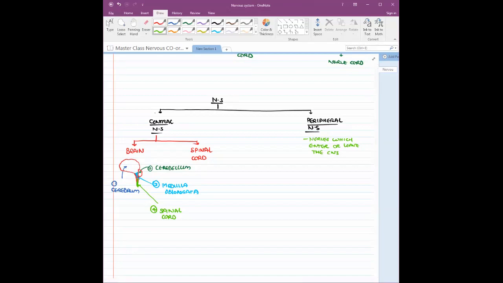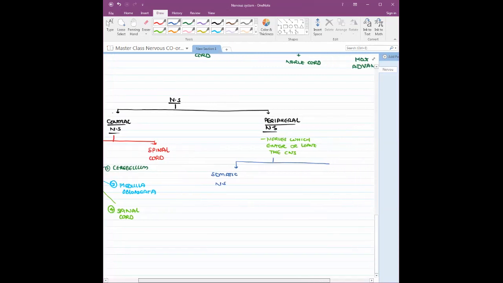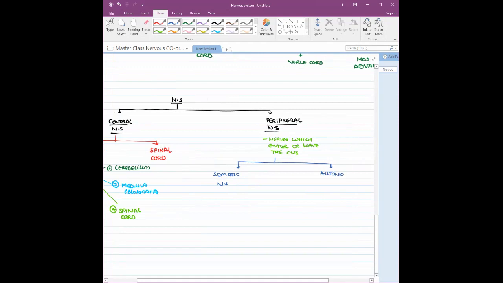Okay, but now let's see this peripheral nervous system. This is also further divided into two more parts, depending upon how they function. So we have the somatic nervous system and the autonomic nervous system. Okay, but now what is this somatic nervous system going to do? Guys, the somatic nervous system controls all the voluntary activities.